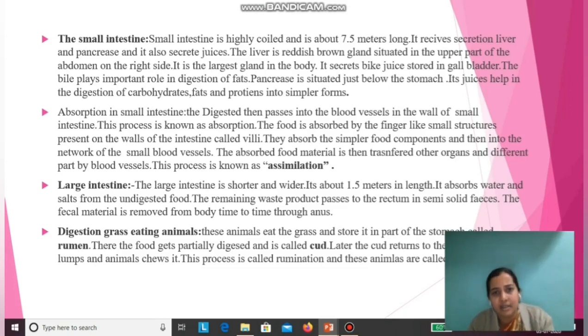Complete digestion does not happen there. The food gets partially digested, and that partially digested material is called cud. Then after some time the cud returns to the mouth, in small lumps, and the animals start chewing it. This process is called rumination, and these animals are called ruminants.